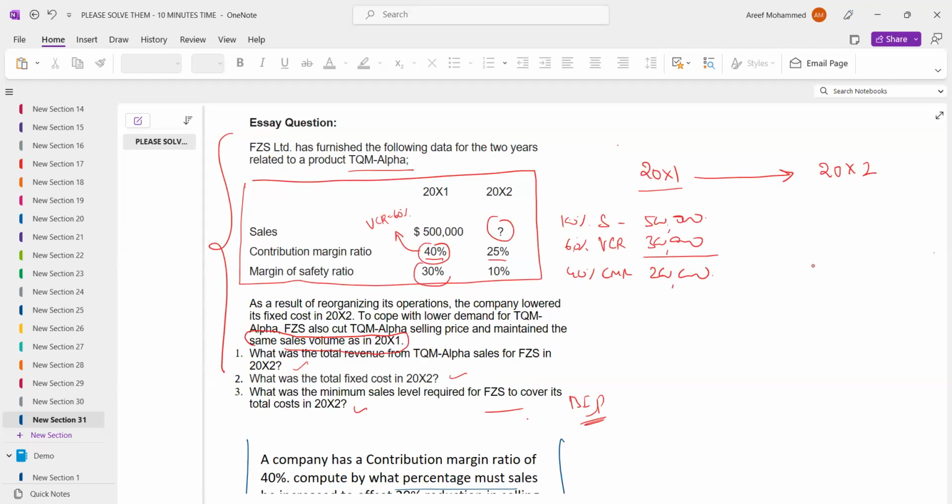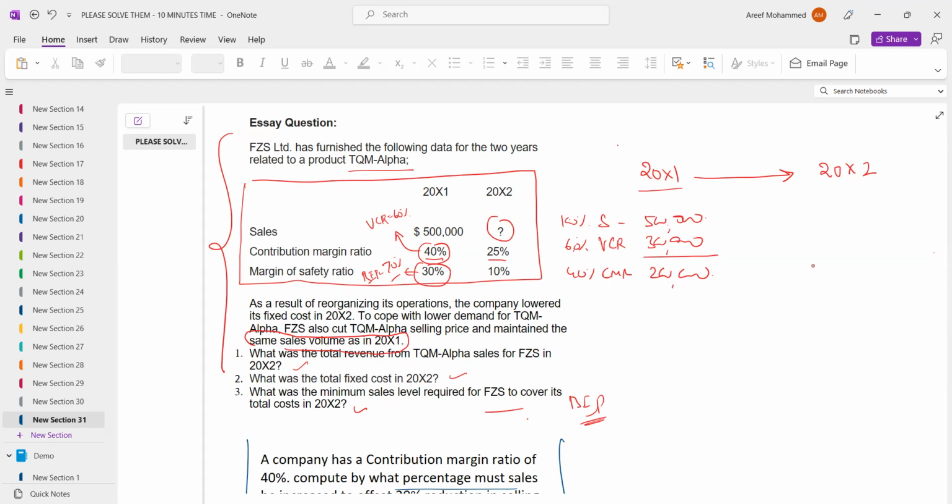Margin of safety is 30%. Could you please tell me what is the break-even point ratio, the break-even sales ratio? If margin of safety is 30%, because total sales always equal break-even sales plus margin of safety, break-even sales is 70%. This should come very quickly to you. These are very low-level basics. Most of the students don't even know that if margin of safety is 30, then break-even sales is 70. But for you, it is easy. So break-even sales is 70%.